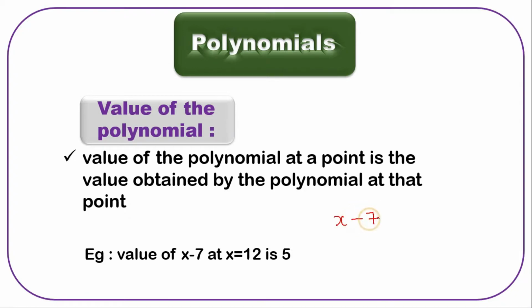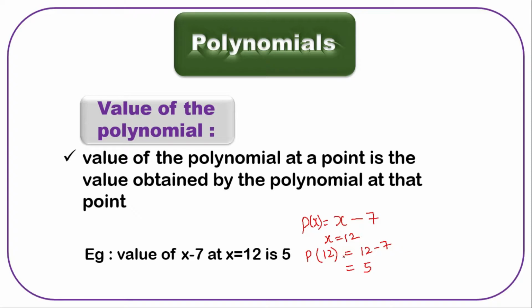If they ask the value of x minus 7, we cannot find it until they give the value of the variable x. So let us take the polynomial as p of x. p of x equal to x minus 7. Here the value of x is given: x equal to 12. Wherever x is there, we have to take 12 in the place of x. p of 12 equal to 12 minus 7. So 12 minus 7 is 5. So the value of this polynomial is 5.